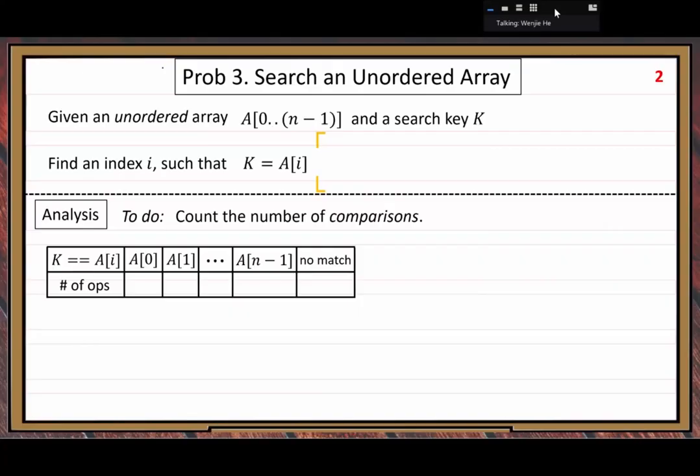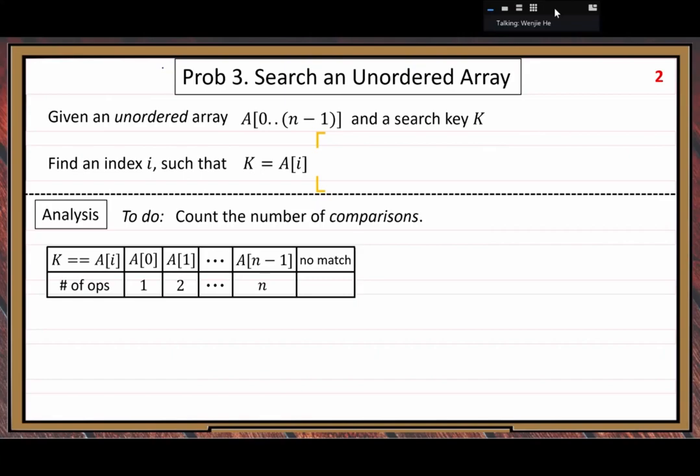Let's do the counting. The first case, very easy. One comparison is enough, right? After the first comparison, you can say if K equals the first element or not. Second case, two comparisons is enough, right? After two comparisons, you can tell if K equals that element or not, and so on. 3, 4, and so on. But at the end, there is a no match case.